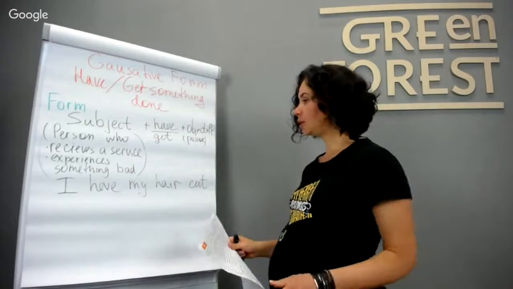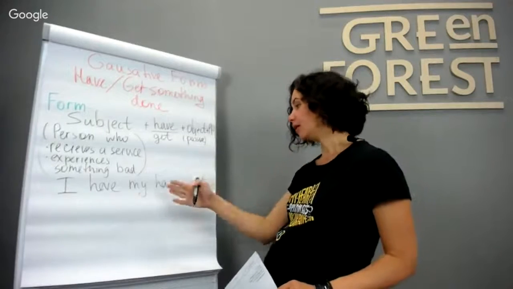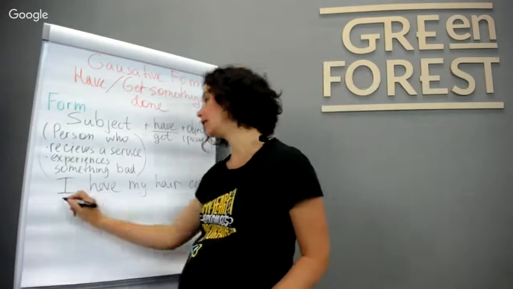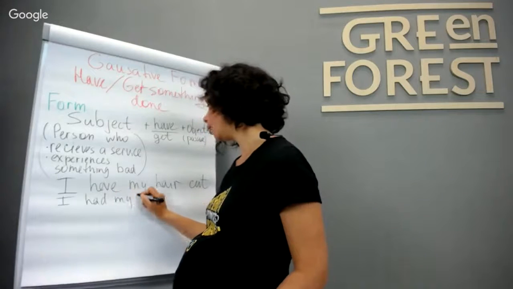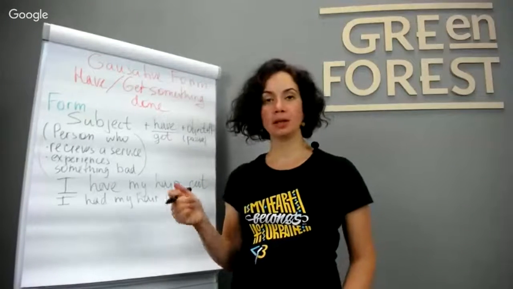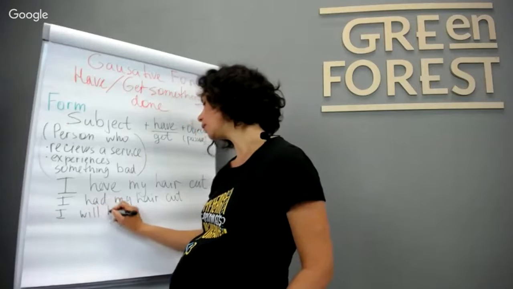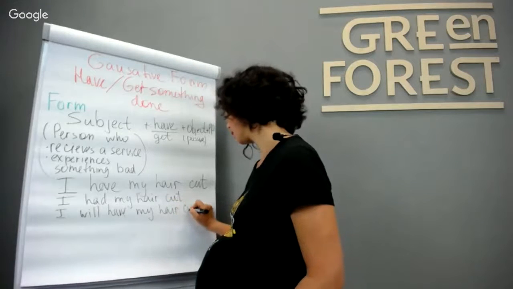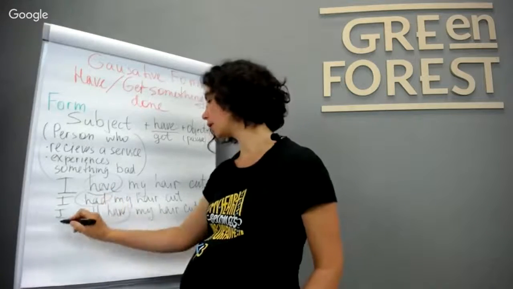I would like now with you to look at different forms of this construction. This is our present simple. I will write you different forms so that you will understand how to create it. If we want to use past simple, we say, I had my hair cut. Cut is an irregular verb. We say cut, cut, cut. Future simple. I will have my haircut. So nothing changed, only have, had, will have.